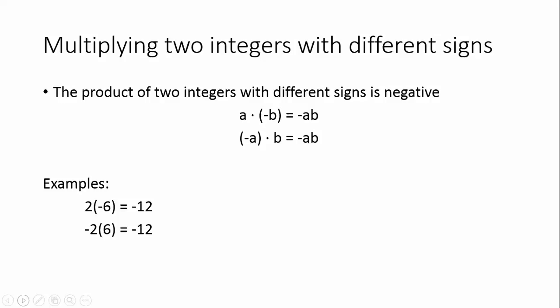So the first slide, and you need to write this down, is multiplying two integers with different signs. When you multiply two integers with different signs, the product is negative. So you can see in the two generalized examples here, a positive times a negative would give you a negative, and a negative times a positive also gives you a negative. In the example down here, it's 2 times -6, or -2 times 6. They both give -12. So when you're multiplying integers with different signs, you take their product, and the answer is negative.